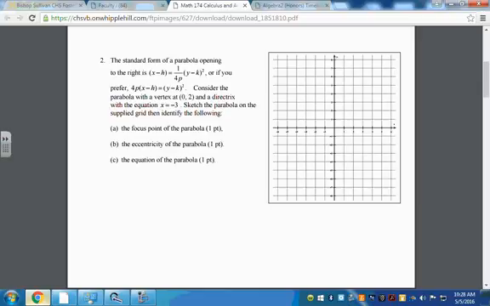By the way, this is a gift. What is the eccentricity of the parabola? 1. You don't have to do anything. Just write 1. You get a point. You know how many points you get? 1. Amazing. No, because then somebody would write the eccentricity as 5, and that wouldn't work. Any other thoughts, comments?